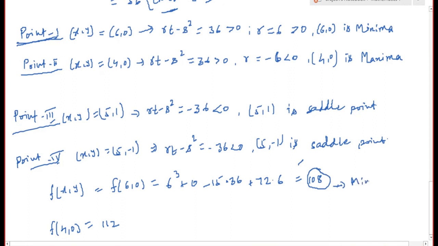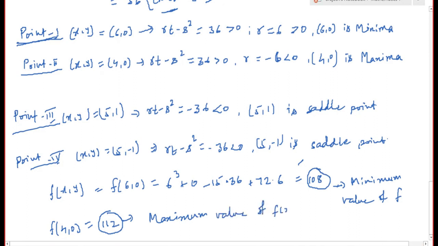So 108 is the minimum value of the function. This is the minimum value of f, and this is your maximum value of f of xy.